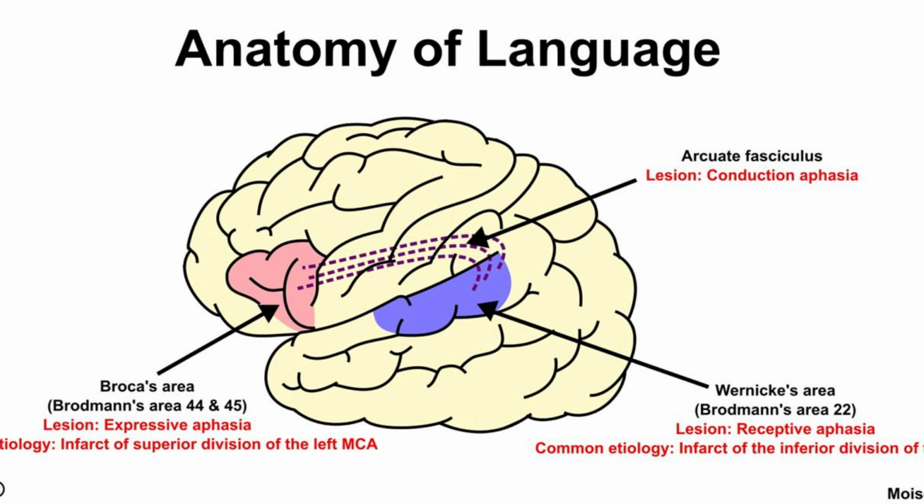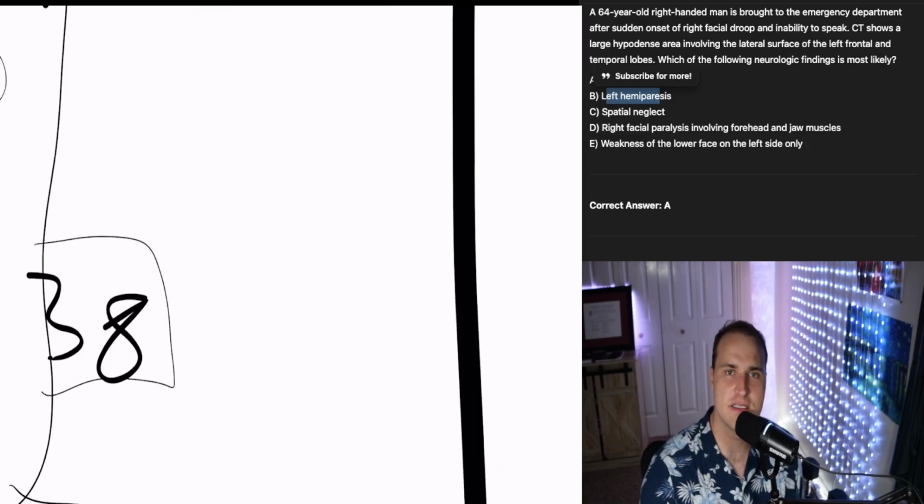And so left hemiparesis, so the answer is A, but B, the right hemisphere lesion, that's not going to be seen in your MCA infarct. Spatial neglect, that's the non-dominant parietal lobe, typically in right MCA infarcts. Right facial paralysis involving the forehead and the jaw muscles.